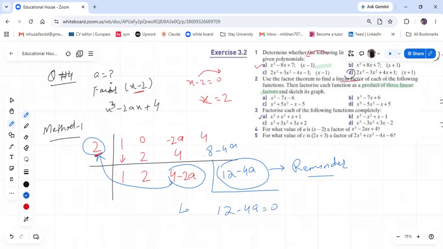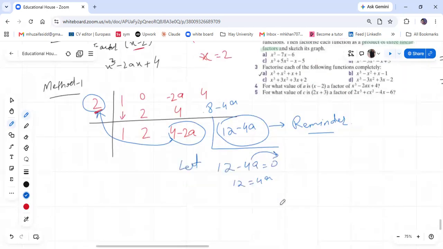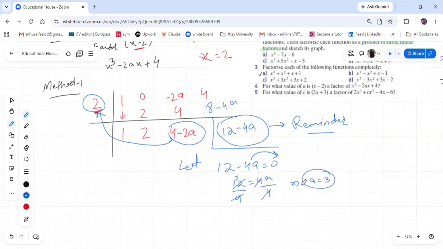We set this equation, so from here 12 is equal to 4a, when we move minus 4a to the other side. After this, we divide by 4 on both sides. The 4 is cancelled, and this is 3. So this gives us a is equal to 3. Got it? Okay. Now I'm moving to method 2.